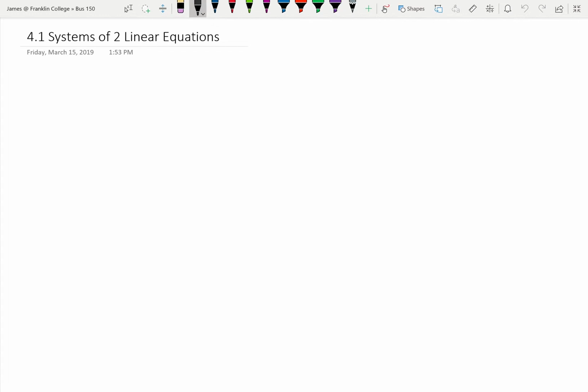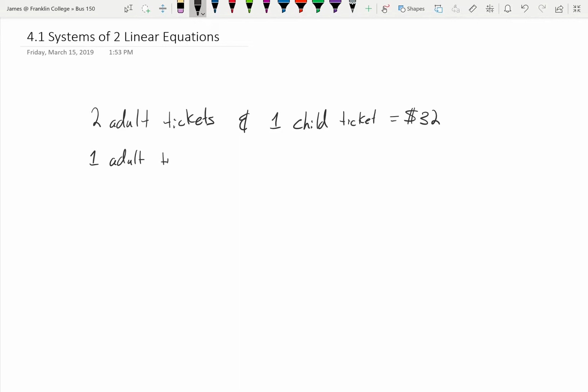So maybe we might have a situation where we know two adult tickets and one child ticket were sold for the sum of $32. We might also know that one adult ticket and three child tickets were sold for a sum of $36. And we want to know the price of each ticket.